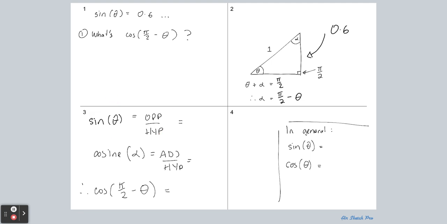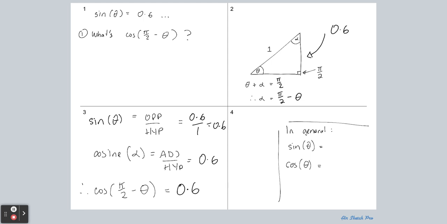So sine of theta equals opposite over hypotenuse, which is 0.6 over 1, which is just 0.6. Cosine of alpha is adjacent over hypotenuse, so that also is going to be 0.6 over 1. But alpha is just pi on 2 minus theta. So that means the cosine of alpha can be written as the cosine of pi on 2 minus theta, which means that also is equal to 0.6.